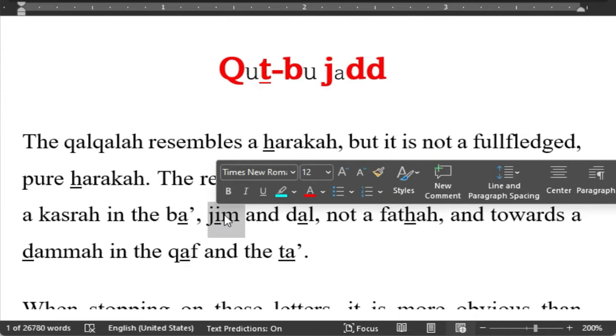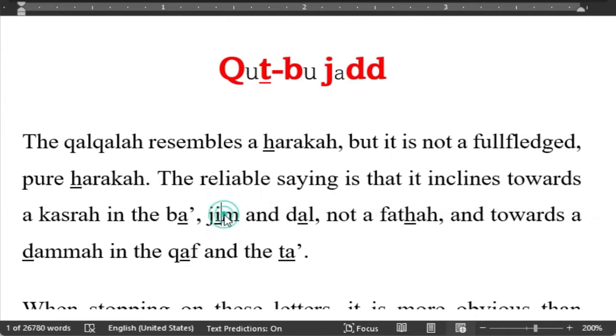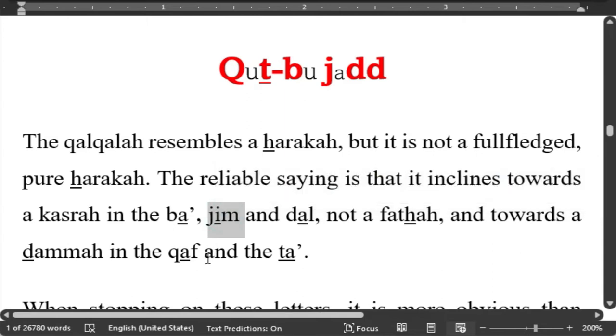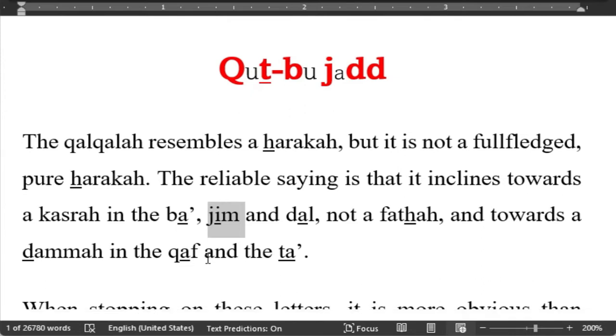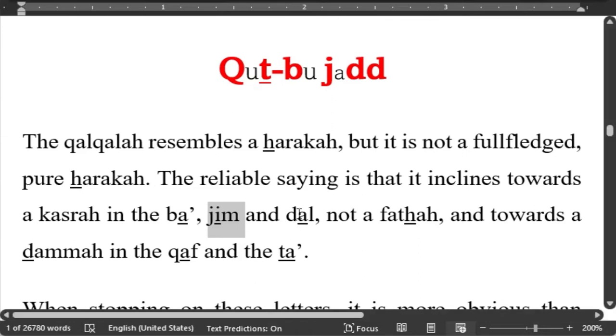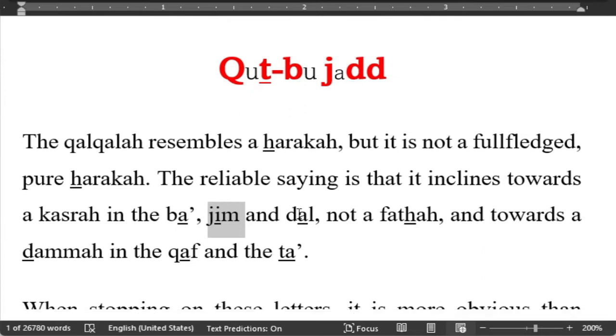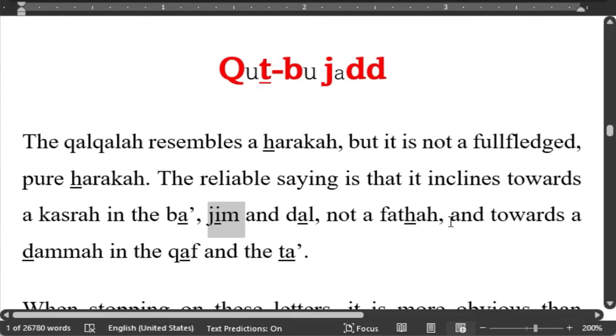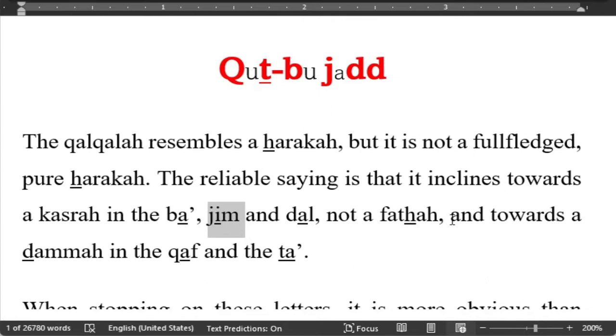The qalqalah leans towards a kasra, and the jim in particular, some people might find it challenging to produce the qalqalah with the jim. So if you find that, then practice it. وَالسَّمَاءِ ذَاتِ الْبُرُوجِ. And the dal, قُلْ هُوَ اللَّهُ أَحَدٌ، اللَّهُ الصَّمَدُ لَمْ يَلِدْ وَلَمْ يُولَدْ وَلَمْ يَكُنْ لَهُ كُفُوًا أَحَدٌ. Not a fatha. You might hear someone recite Allahu Samad, something like that.